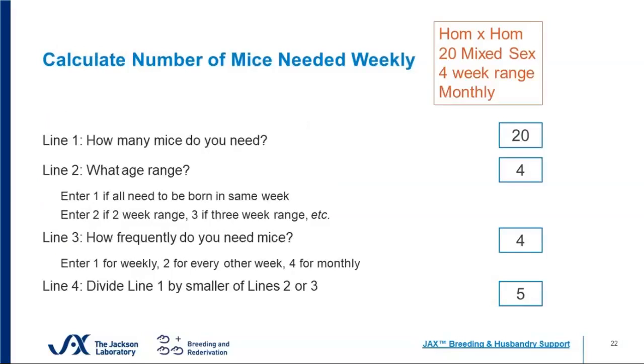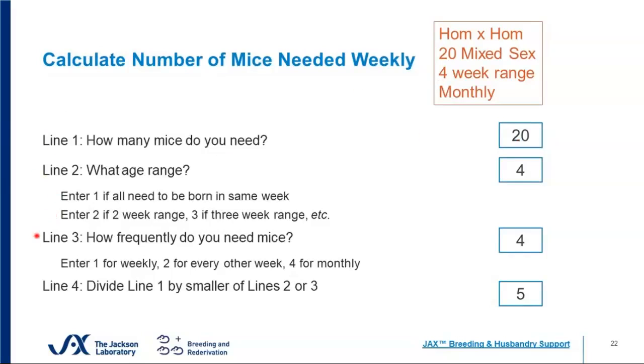All right, so we start out, and I have our goals right here of what we're trying to produce, and then we just start. So we need 20 mice, so we put a 20 in the first line. Then in line 2, we deal with our age range. So if you need them all born in the same week, we put in a 1. If you need a 2-week age range, you put in a 2, 3 if you need a 3-week age range, etc. In this case, we need a 4-week age range, so we put in 4.